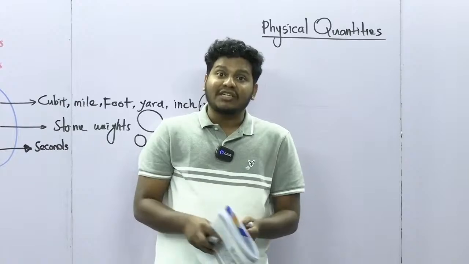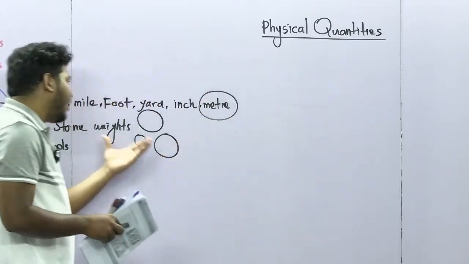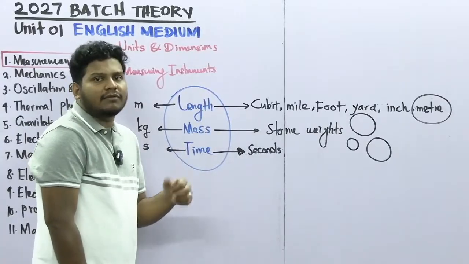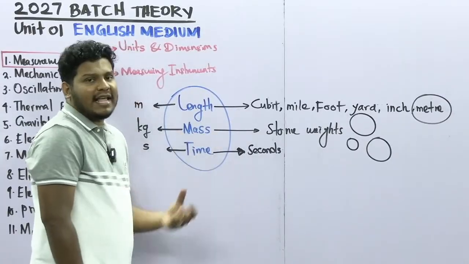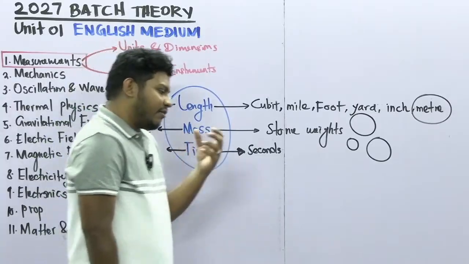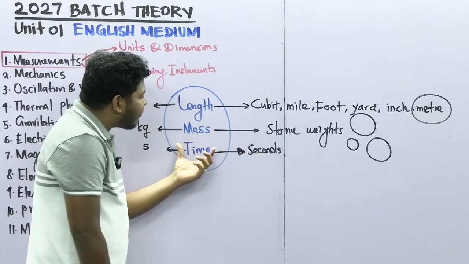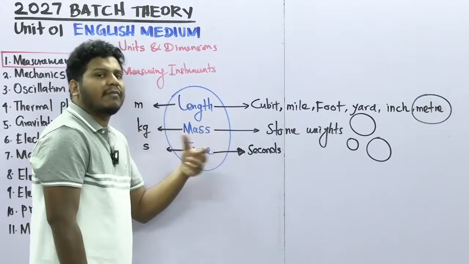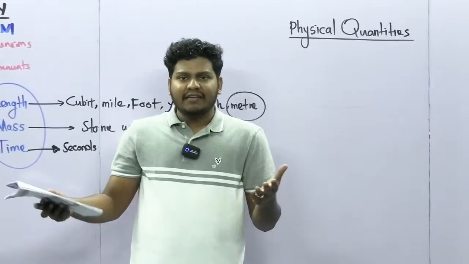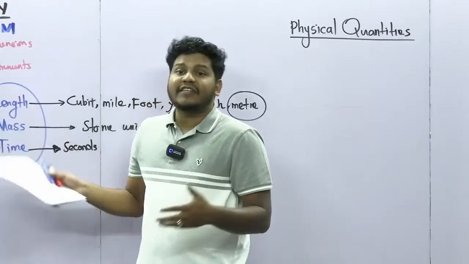Using the meter ruler, we can measure the length. So length is a physical quantity. We can measure the mass. Mass is a physical quantity. We can measure the time. Time is a physical quantity. We can measure the time with the stopwatch, and we can measure the mass with the weighing scales. So these are physical quantities.